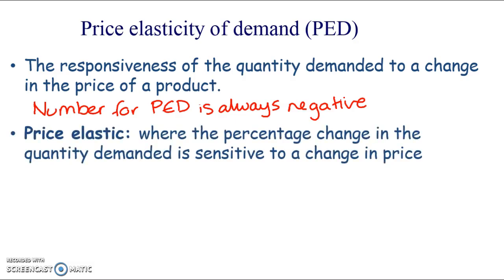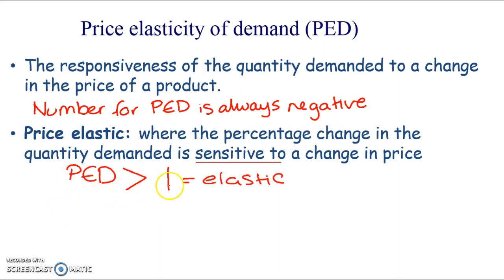The figures that we're going to get, we can interpret 2 things about it. One, we can see whether it's price elastic, and this is where a percentage change in the quantity demanded is quite sensitive to a change in price. So we're going to get a figure of PED above 1, and that means that it's elastic. So it's going to start with 1 point something or 2 point something. Now, strictly speaking, this is actually going to be minus 1 point something or minus 2 point something, but because it should always come out as a minus, lots of people leave off that minus sign.